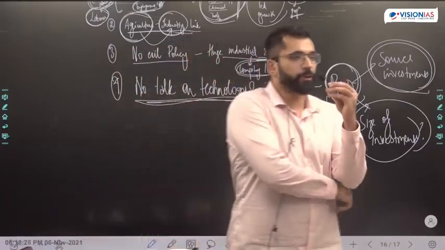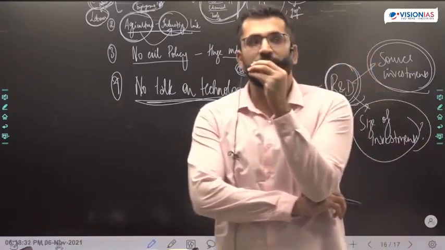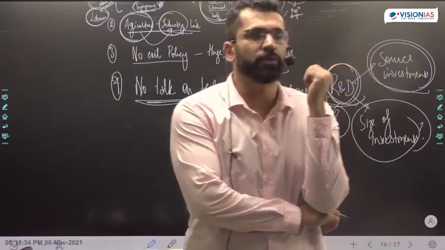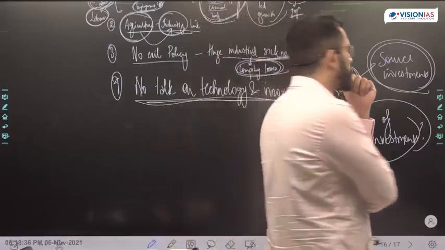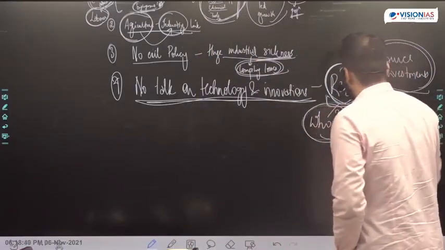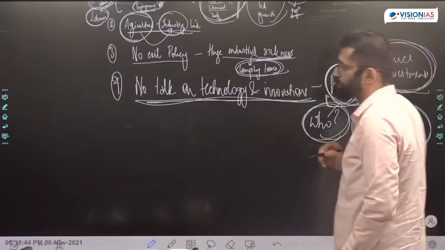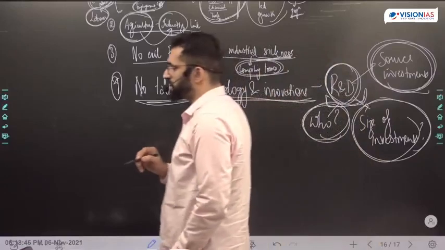How are you going to improve the efficiency of resource use? How are you going to improve your processes and give better products? Until and unless you invest in technology. Now this research and development, who is going to do it? What is the size of investments required? From where are you going to source the funds?